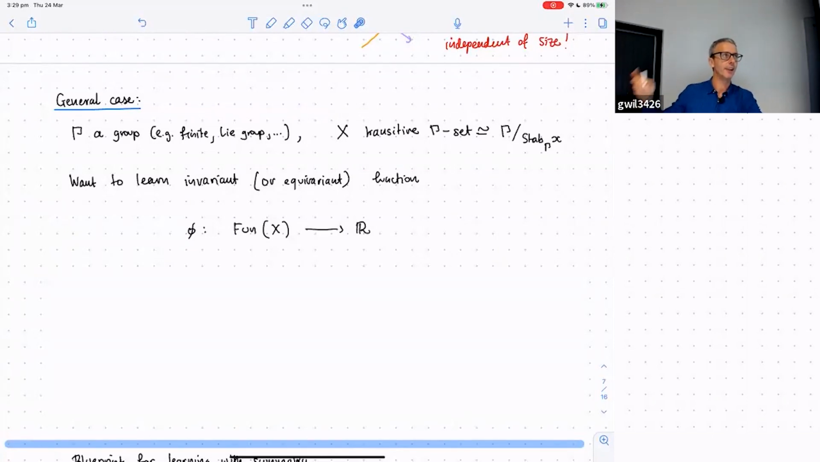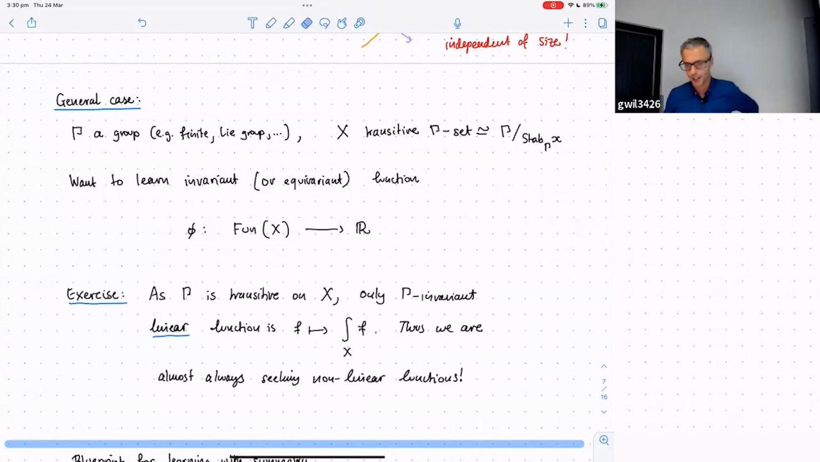So I'll stick to the invariant case, but notice that we might also want to make an equivariant prediction function from functions on X to R. Now, a very basic representation theoretic observation, or maybe so basic that it's not yet representation theory, is that because our action is transitive, there is at most one linear map from functions on X to R that is invariant, namely summing over my finite set or integrating or so.